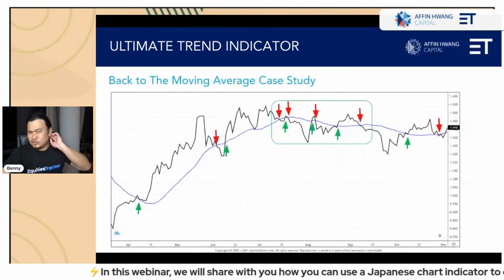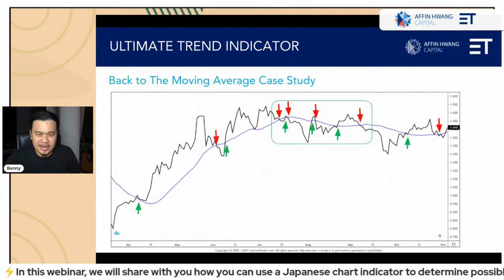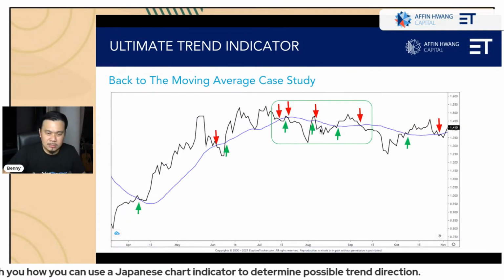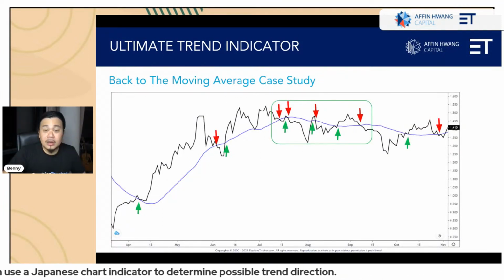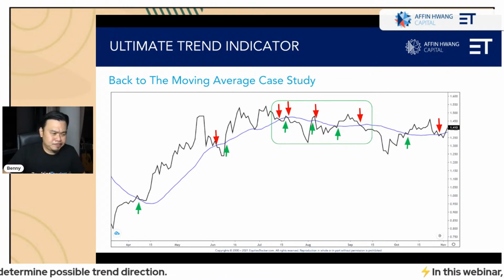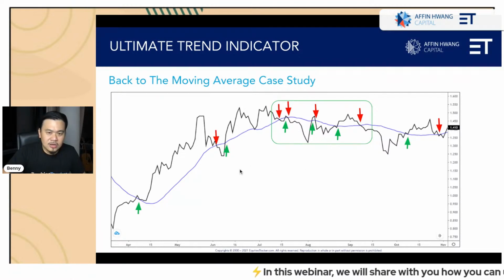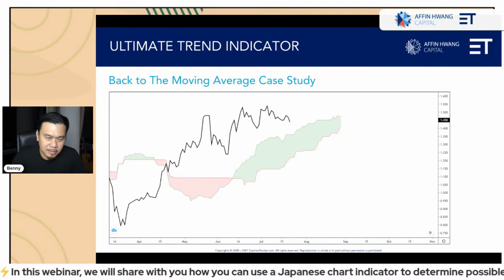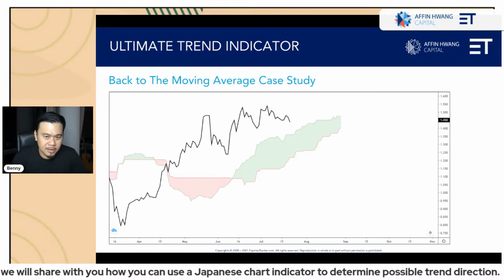So now let's go back to our moving average case study earlier. If you still remember, guys, we have this whipsaw problem over here using the moving average. So I'm just basically going to show you how the Ichimoku indicator can overcome this problem. I'm going to use the same chart, but this time I'm going to put the Ichimoku indicator over here.